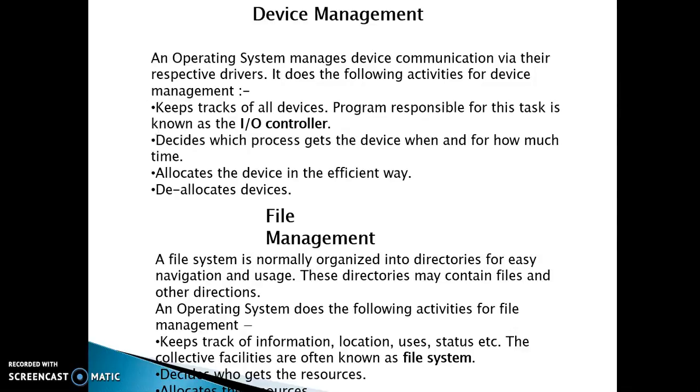File management. A file system is normally organized into directories for easy navigation and use. A directory may contain files and other directories. An operating system does the following activities for file management: keep track of the information, location, uses, status, etc. The collective facilities are often known as the file system. It decides who gets the resources, allocates the resources, and deallocates the resources.